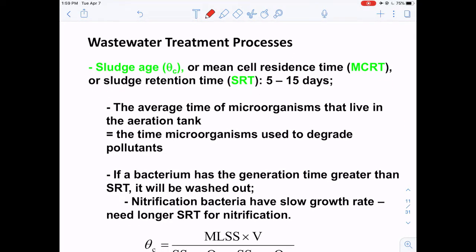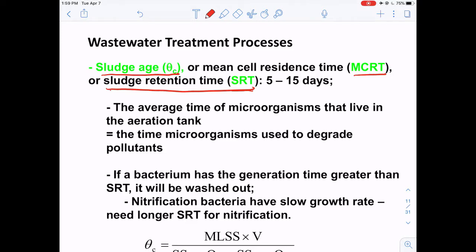So we mentioned that for the design of the activated sludge process, there's an important parameter called the sludge retention time. There are also other names for this term, for example, the sludge age or mean cell residence time, the MCRT. So to keep all of these terms unified, starting from now, I'm just going to use the sludge retention time to refer to this specific time.